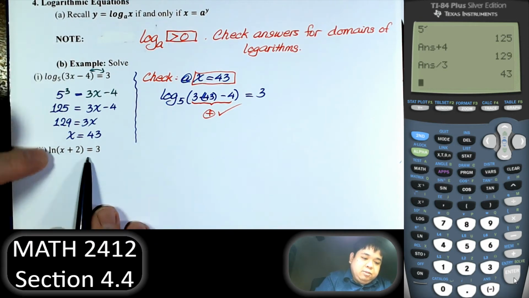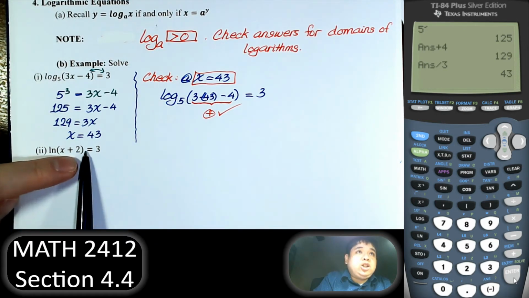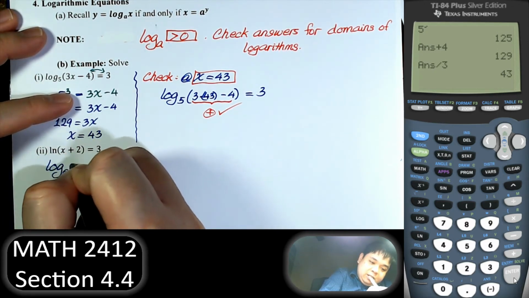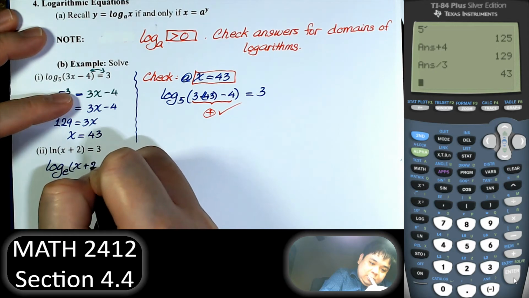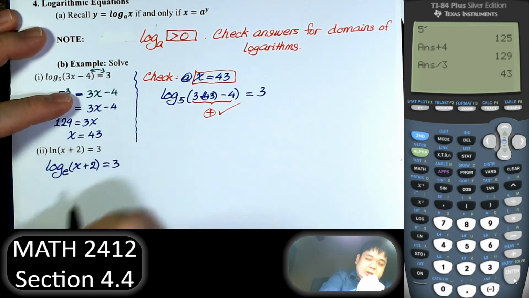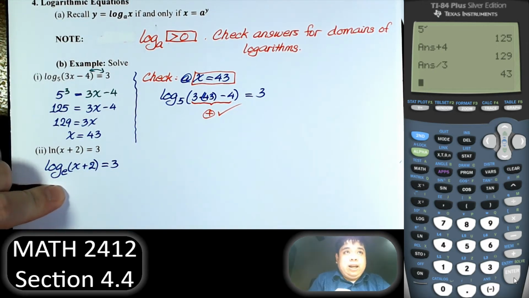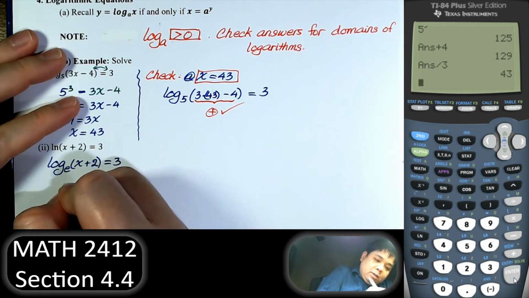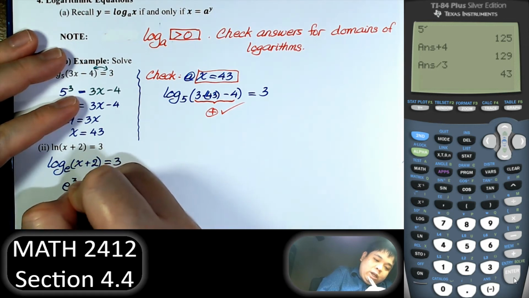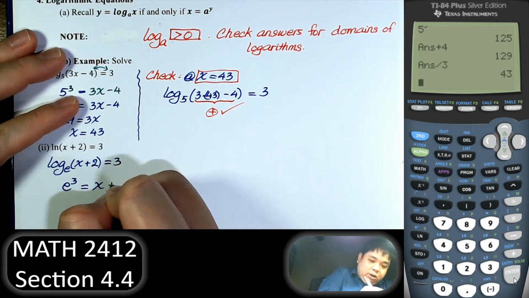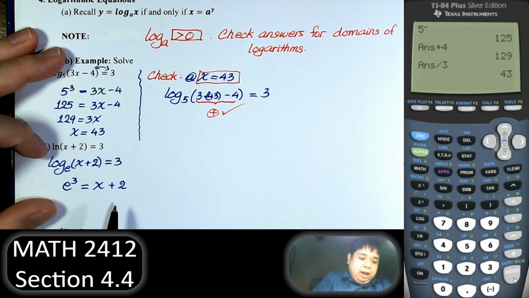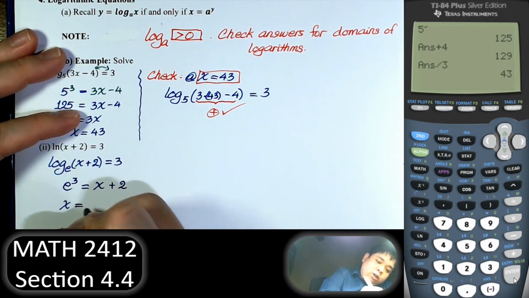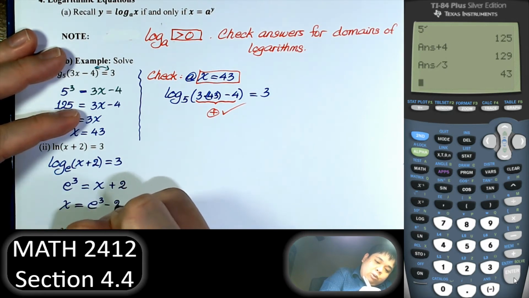Right, next, ln of x plus 2 equals 3. First of all, ln is the log base e. So we can write log base e, and then we can swap, interchange the base e, and the 3 will go here, and the x plus 2 goes to the other side. And then subtract 2 to the other side. So x equals e cubed minus 2.